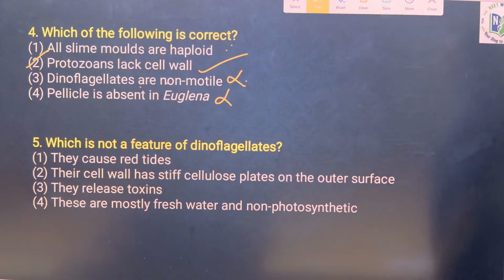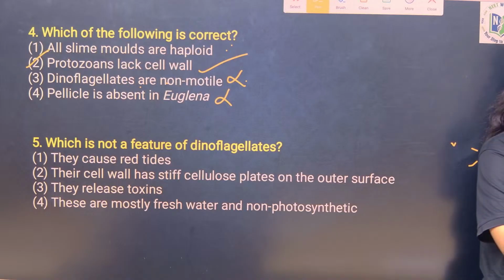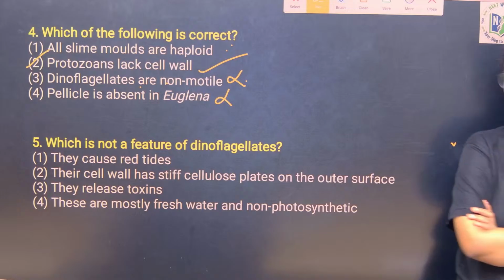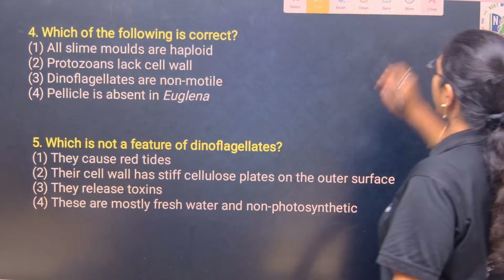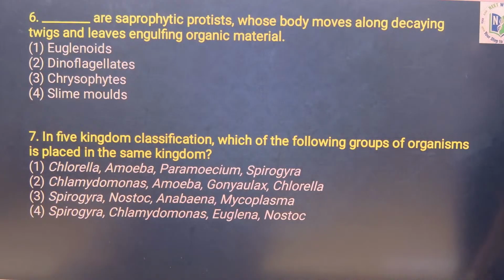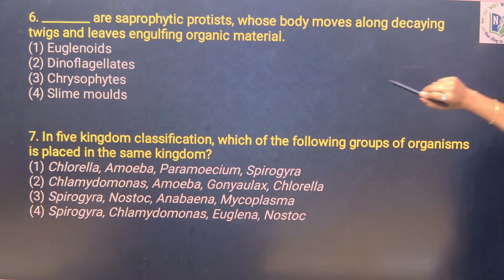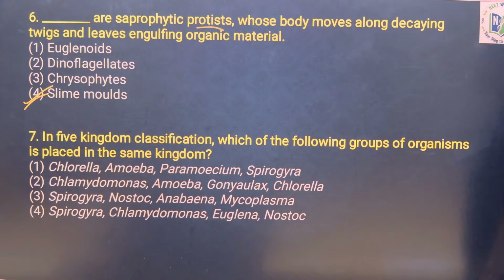Which is not a feature of dinoflagellates? Very clear and evident statement. Clear? Which option? 4th, because they are photosynthetic, not non-photosynthetic. Next. This one you see. Slime molds are saprophytic protists. Good, Raghav. This one. In 5 kingdom classification, which of the following groups of organisms is placed in the same kingdom?